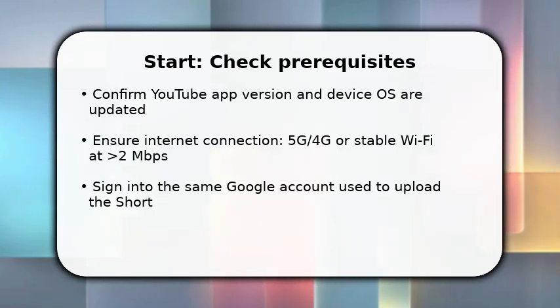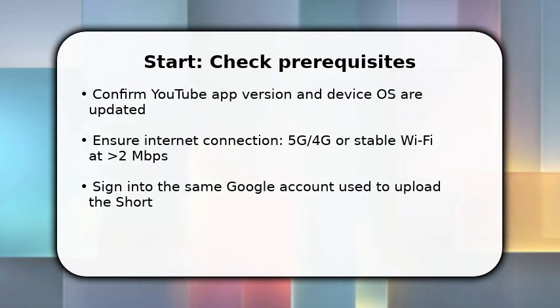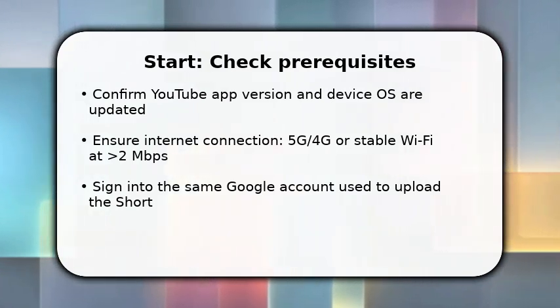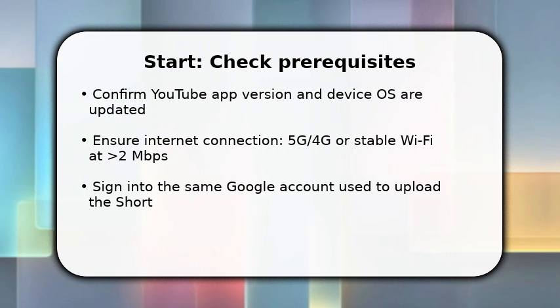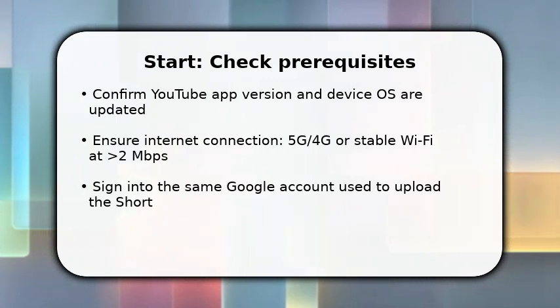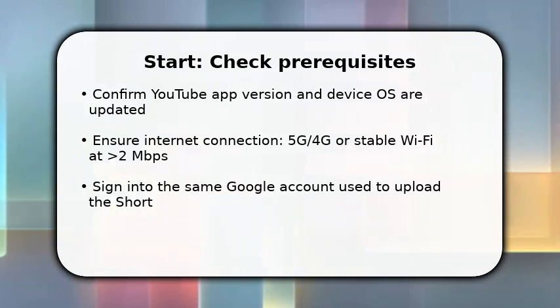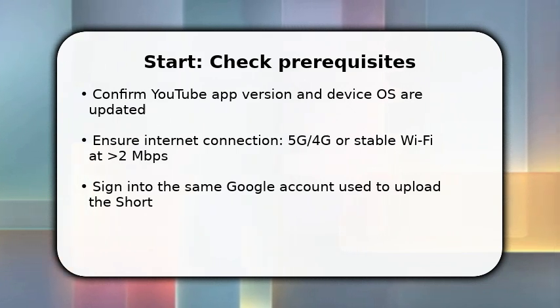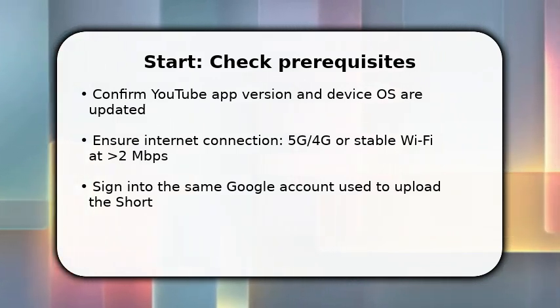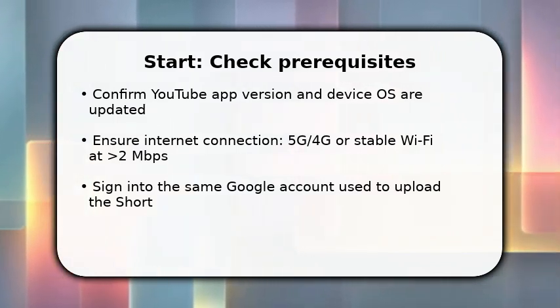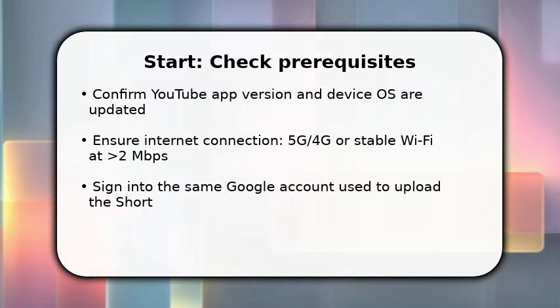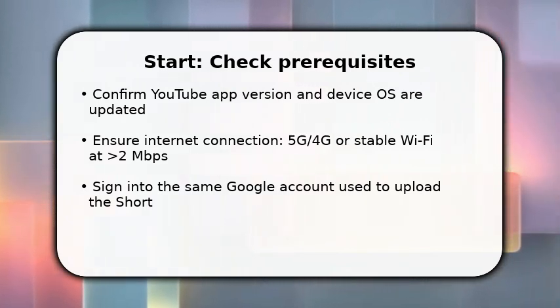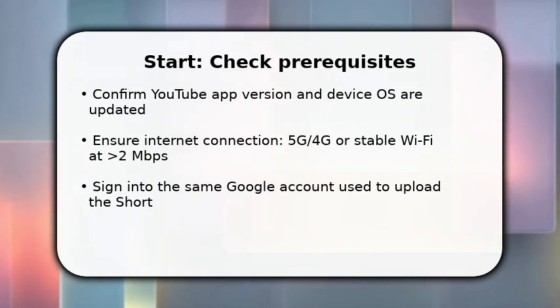You begin by confirming prerequisites so you don't chase phantom errors. Update the YouTube app and your device OS because old builds often block preview features. Once done, verify a stable internet connection, Wi-Fi or mobile at reasonable speed to stream the thumbnail and video data. Make sure you're signed into the exact Google account that uploaded the short. Mismatched accounts can make the preview appear unavailable.